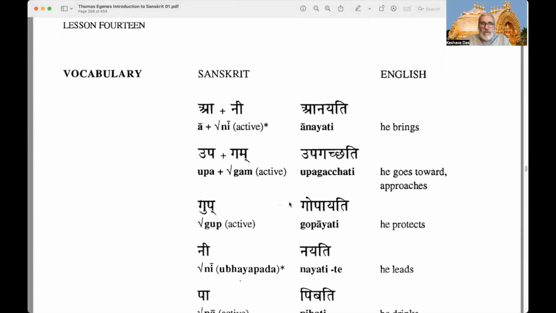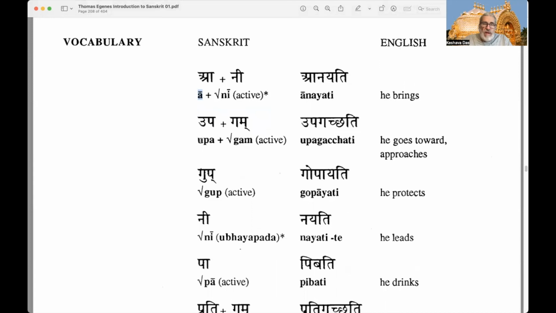All right, so let's have a look at the vocabulary. Here we have an upasarga long a, followed by the root ni, which takes active endings. An example is the third person singular present tense, anayati, he brings.